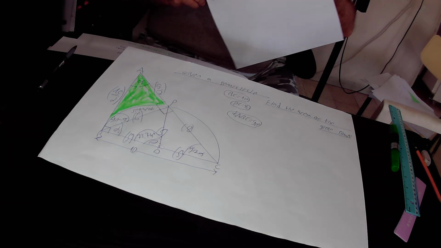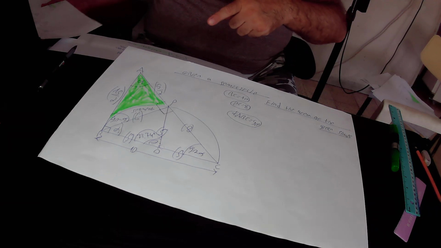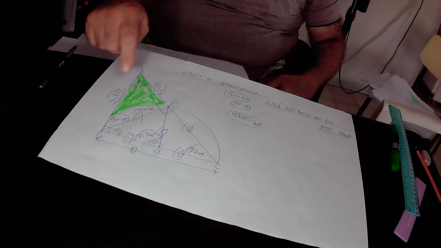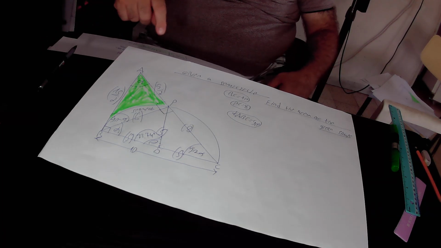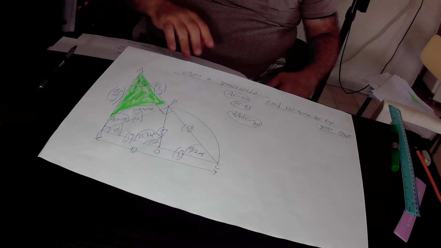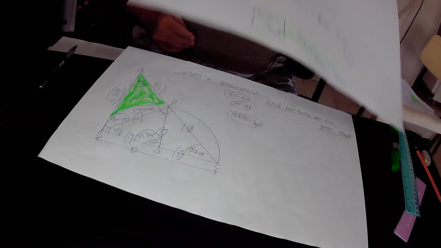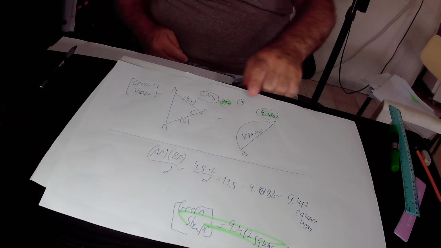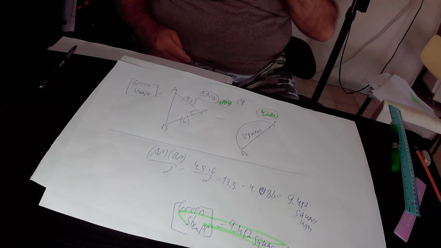Our task is to find out the area of this green shape. The area of this green shape equals the area of the right triangle APB minus the area of segment PB. Again, the area of the green shape equals the area of the right triangle APB minus the area of this segment BP.